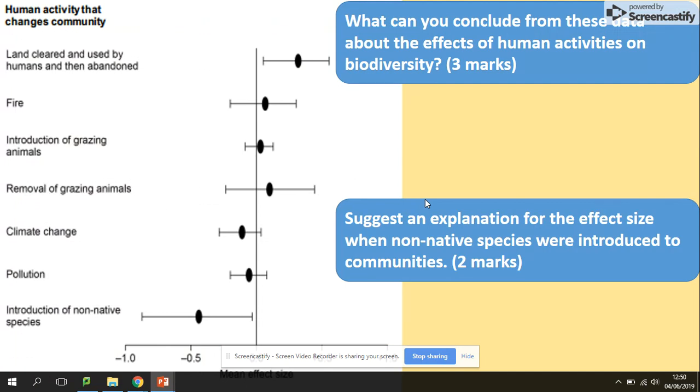So we're going to look at one of the questions to summarize today's topic. What can you conclude from the data on the effects of human activities on biodiversity? How do you need to understand this specific graph?